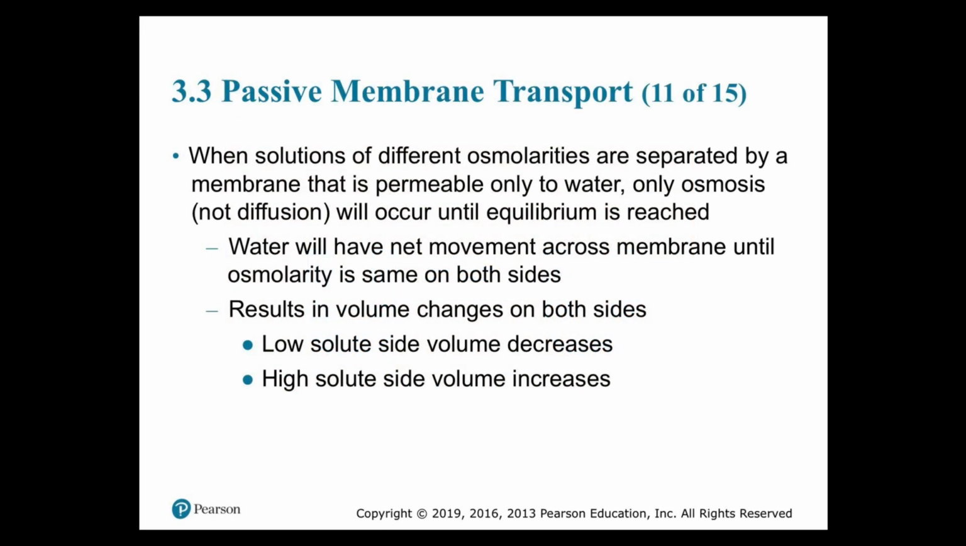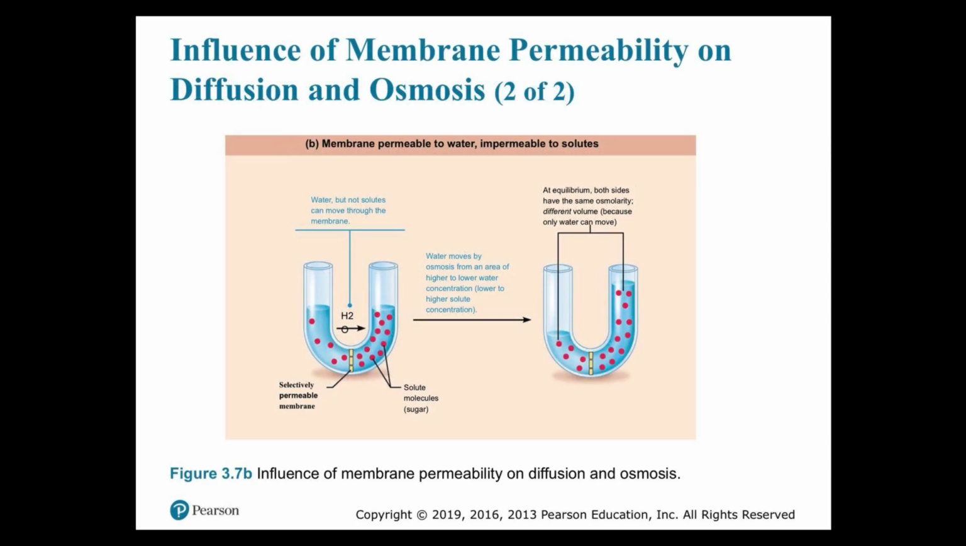In another scenario, when solutions of different osmolarities are separated by a membrane that is permeable only to water, only osmosis will occur until equilibrium is reached. So water will have net movement across the membrane until osmolarity is the same on both sides, and this will result in a volume change on both sides. The low solute side volume will decrease, whereas the high solute side volume will increase. Figure 3.7b illustrates this scenario.